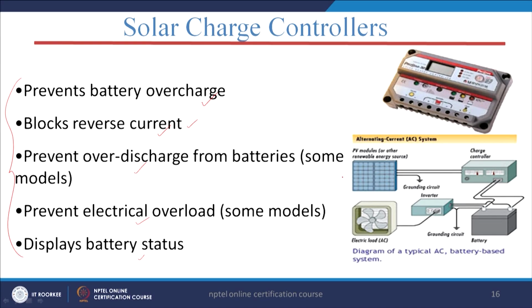You can see in this figure also we have displayed it very clearly. We can see here that these are the PV modules, and this is our charge controller. From the charge controller the output comes to the battery, and from the battery it goes to the inverter, and from the inverter the AC output power goes to the AC loads. That is how this circuit is, and this is what we have already discussed.